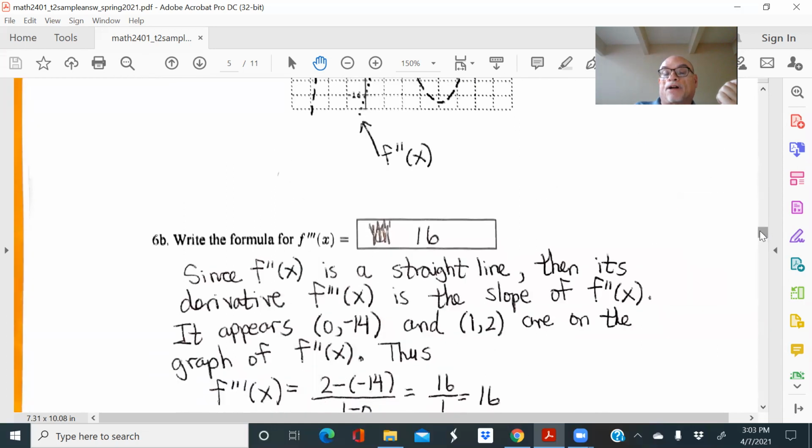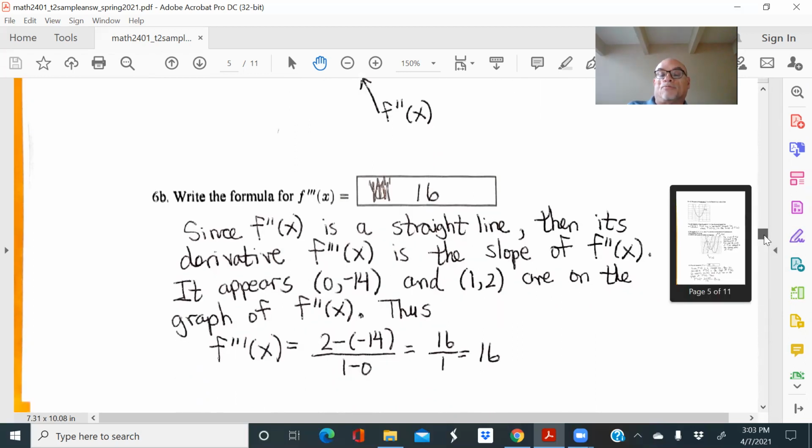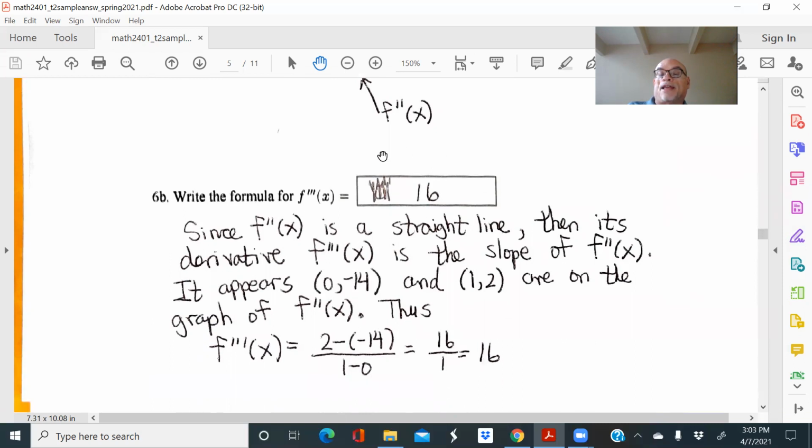You just have to find a couple of points that you think are on this dotted line. These are 2 points that I thought were on the dotted line, and then I calculated the slope between those 2 points, and it turns out to be 16. So I think that the derivative of the second derivative, which is better known as the third derivative, is just the slope here, 16.